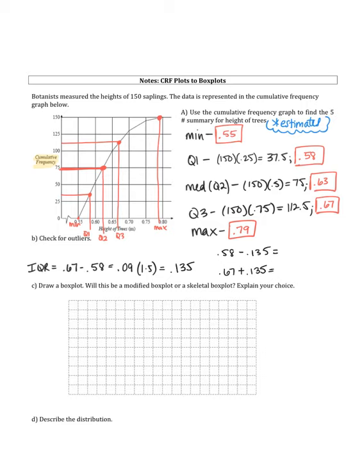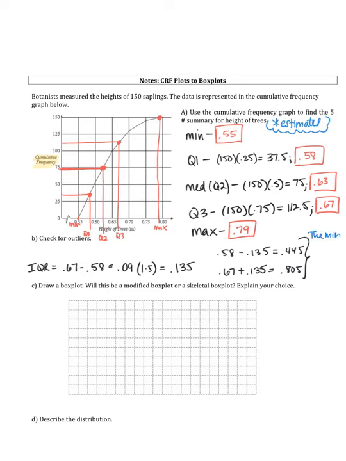I'm going to get 0.445 and 0.805. Okay, so what you should realize is that although we don't have any specific data points, I can realize that my minimum and my maximum fall within this boundary, so therefore there are no outliers. I can make that assumption. So we're going to go ahead and say there are no outliers.